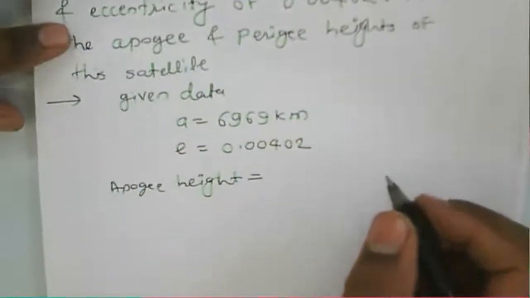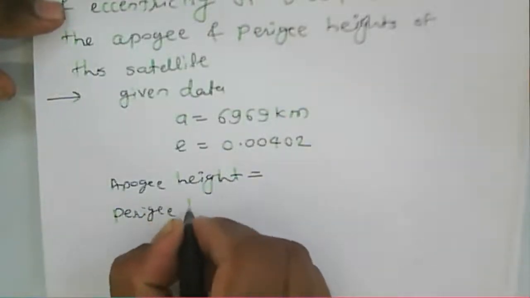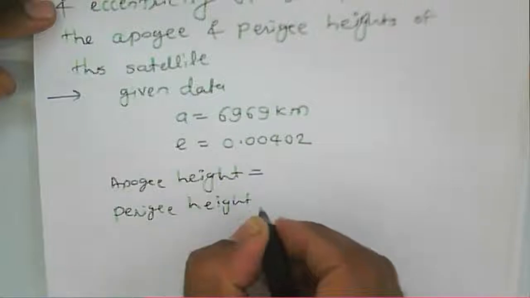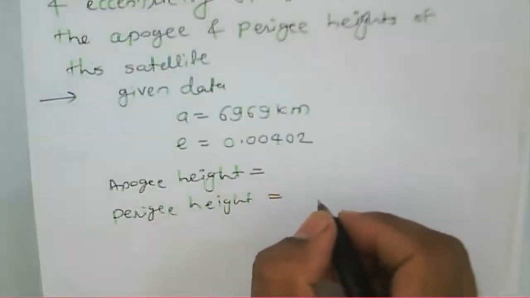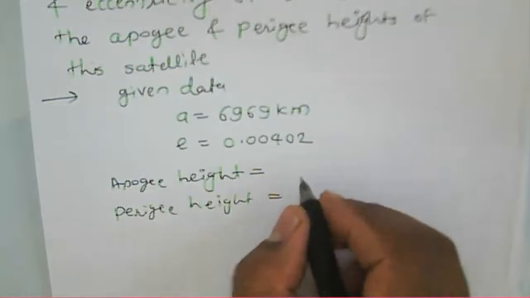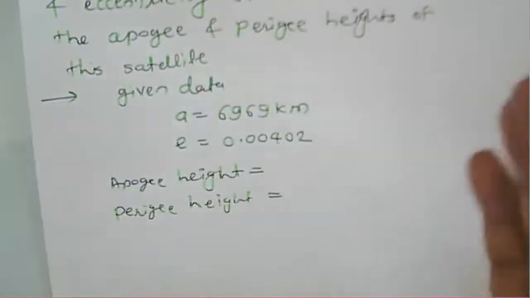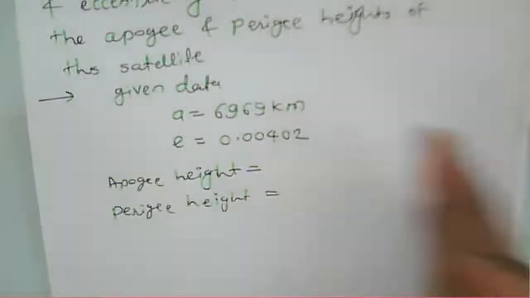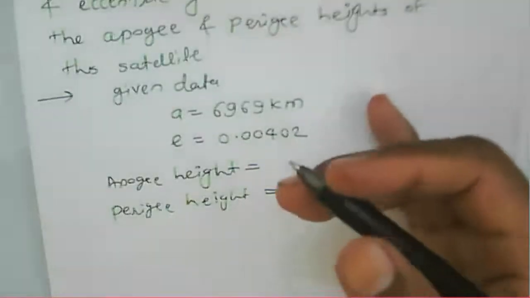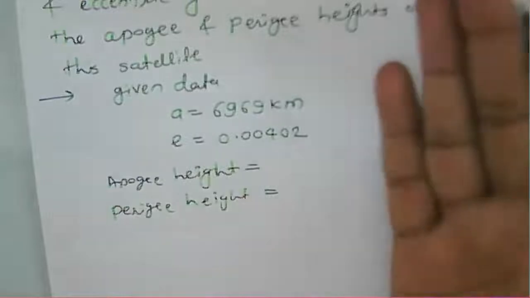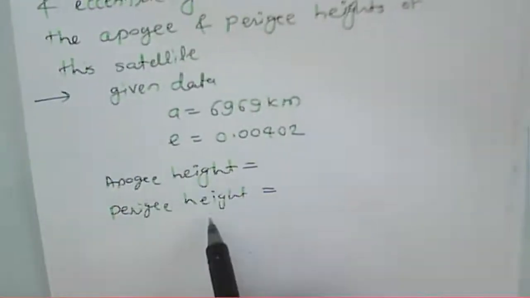And the perigee height, we need to find out, is from the surface of the earth to the satellite. From the surface of the earth means what? It is nothing but an altitude. Or in another way, we can say that it is the length or height of the satellite from the surface toward the apogee or toward the perigee there.